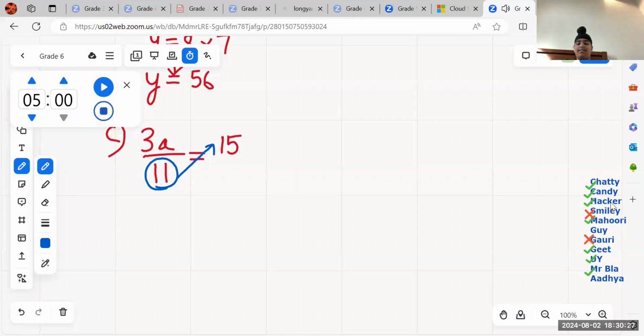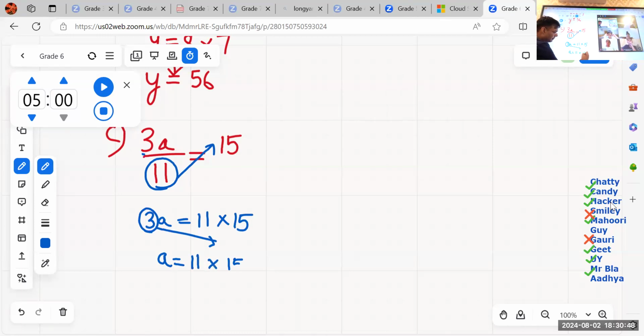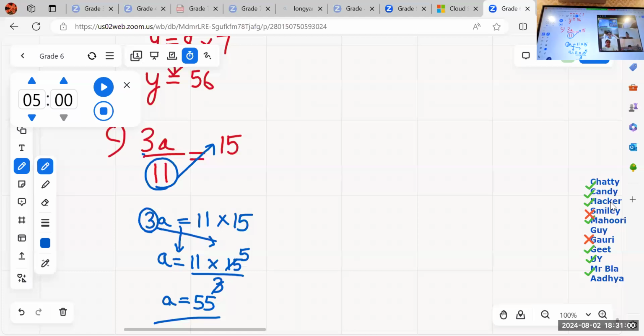And so 3a will be equal to 11 times 15. If you want to do bigger calculations, multiply them. If you don't want to do bigger calculations, wait till the end. 3 is in multiplication on the left hand side, goes to the right hand side and becomes division. So A is equal to 55. Understood, not understood guys?